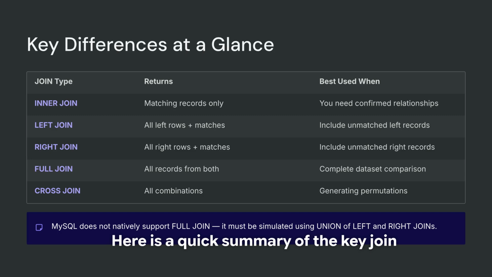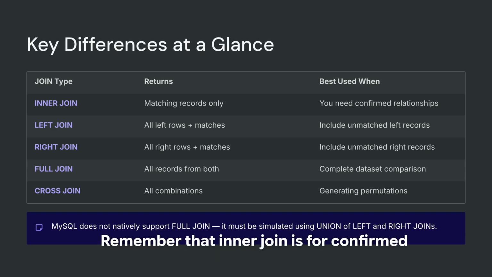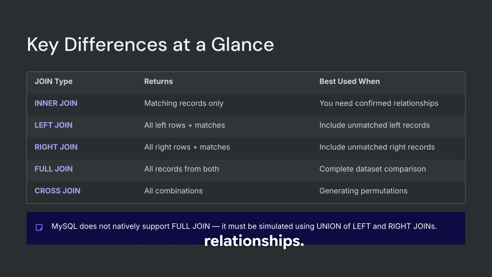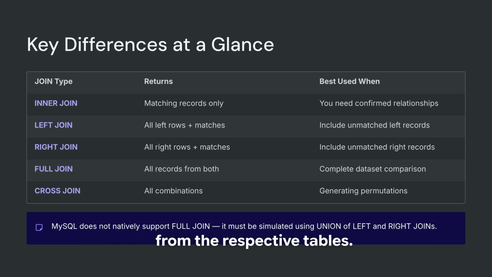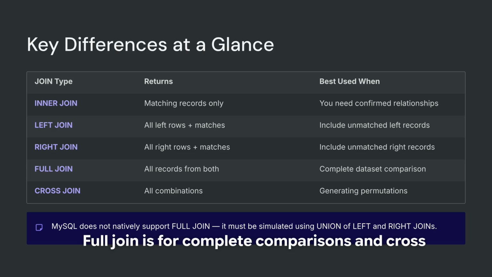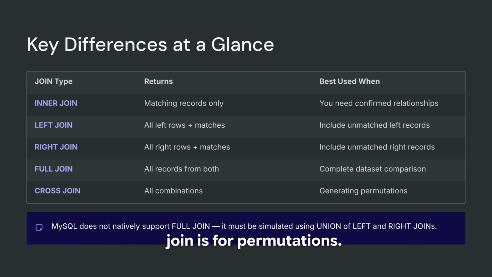Here is a quick summary of the key join differences. Remember that inner join is for confirmed relationships. Left and right joins include unmatched records from the respective tables. Full join is for complete comparisons, and cross join is for permutations.